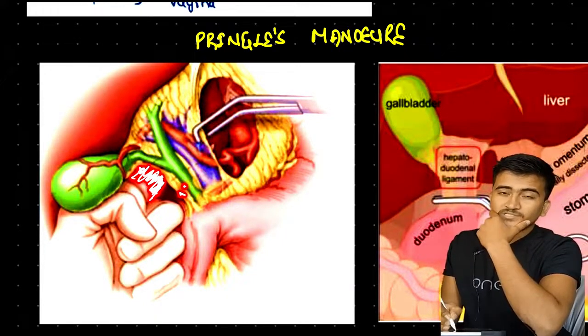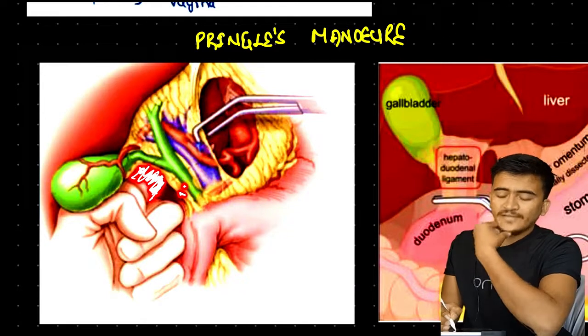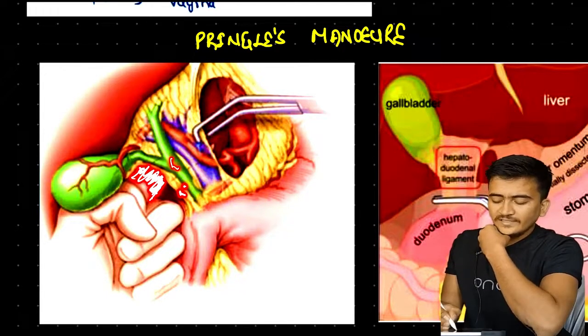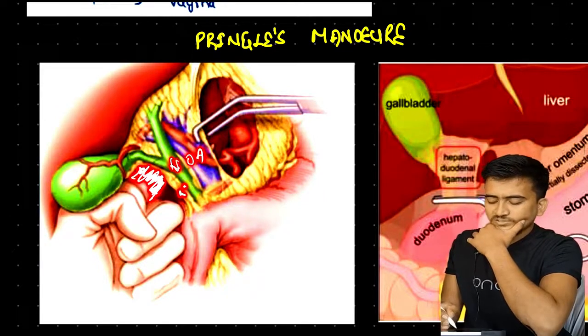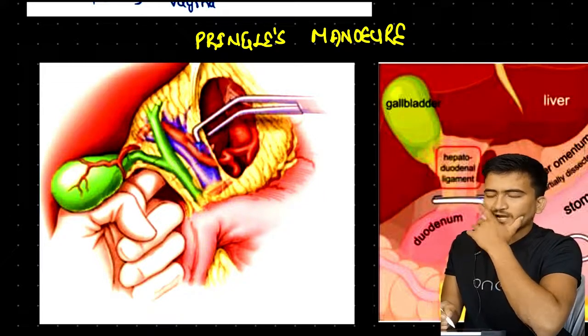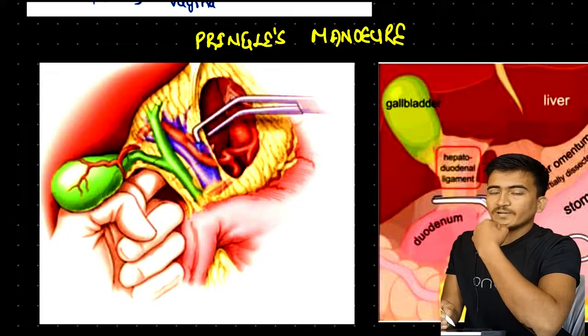Lesser omentum, and in that lesser omentum what we have is the DAV structures. Now what are these DAV structures? The DAV structures are the bile duct, hepatic artery, and portal vein.